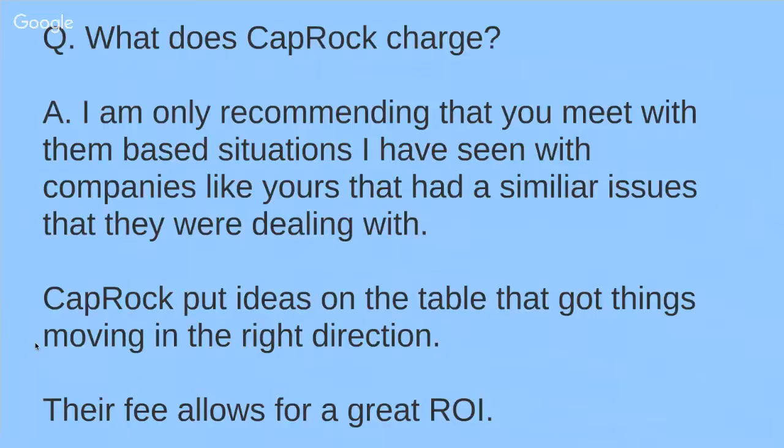What does Caprock charge? The way we want you to answer that is, look, I'm recommending that you meet with them based on your situation, because you've had similar situations, similar issues with the ones that they have. Caprock will meet with you. They'll put ideas on the table, and we'll try to get things moving in the right direction. And ultimately, their fee allows for a great return on your investment.